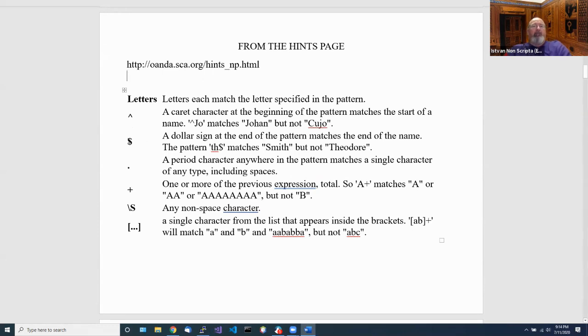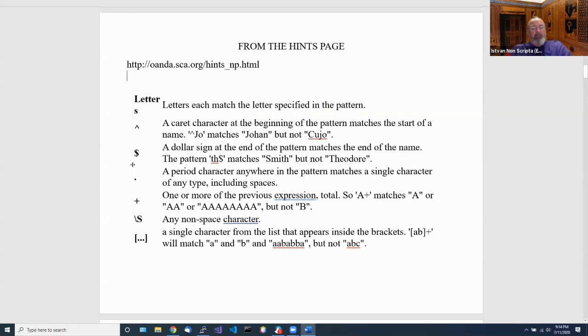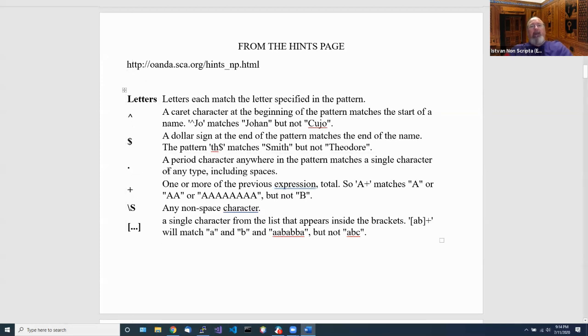A dollar sign is the same thing for the end of the pattern. So TH dollar sign matches Smith, but not Theodore, because the TH in Theodore is not at the end of the word. A period anywhere in the pattern matches one character of any type, including space. So I tend not to use that in my way of doing things.